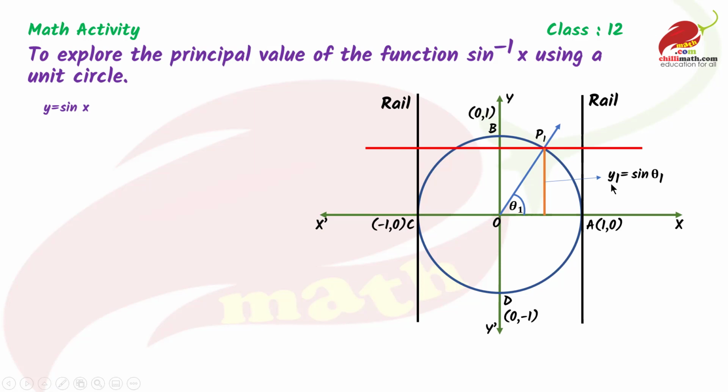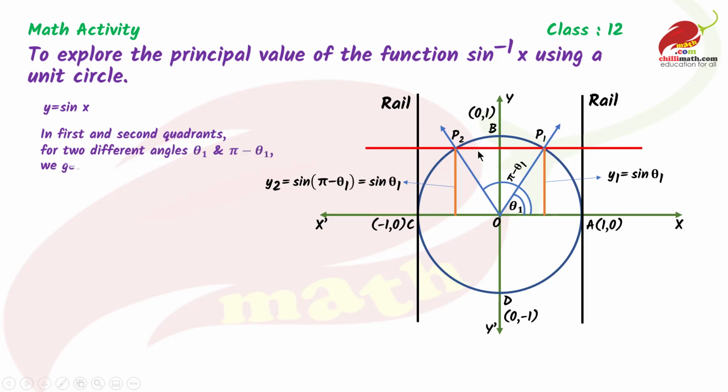Now let's take a point in the second quadrant which is making angle pi minus theta 1 with the positive direction of x-axis. So its vertical distance will be equal to sine of pi minus theta 1, that is sin theta 1. As you can see, this line is perpendicular to this rail or parallel to this OX, so these distances will be same. So from here, the points we have taken in the first and the second quadrant with two different angles, theta 1 and pi minus theta 1, we have got the same value, that is, in this case also we have sin theta 1, in this case also we have sin theta 1. As for two different angles we have got the same value, so we say that this function is not one-one, it is many-one.